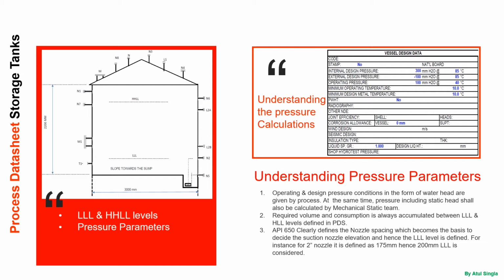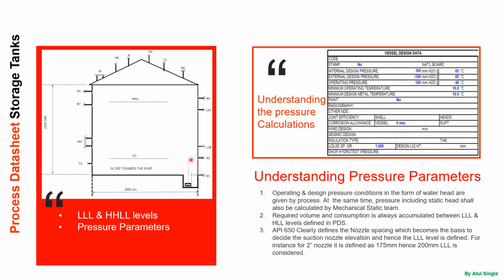As in the previous slide, we had considered 12 meter cube of volume which we wanted to store in this tank. So that 12 meter cube volume will be between the LLL and HHLL levels. This much space inside the tank should be designed for 12 meter cube. Then this portion, which is indicated by the LLL level, is decided based on the API 650 criteria that says how much spacing should be there between nozzles.